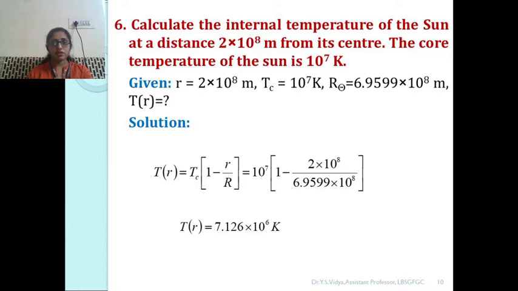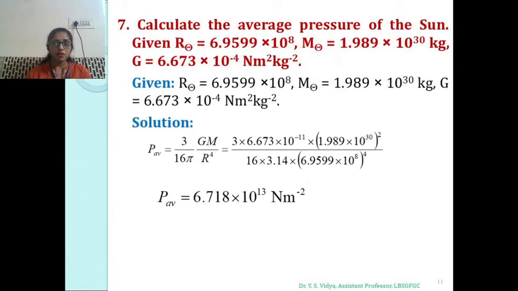So we have to calculate the internal temperature of the sun. The internal temperature of the sun is given by the core temperature Tc times (1 minus small r divided by capital R). Here, Tc is 10^7 times (1 minus small r, which is 2 × 10^8, divided by 6.9599 × 10^8). So we get the internal temperature of the sun equal to 7.126 × 10^6 Kelvin.